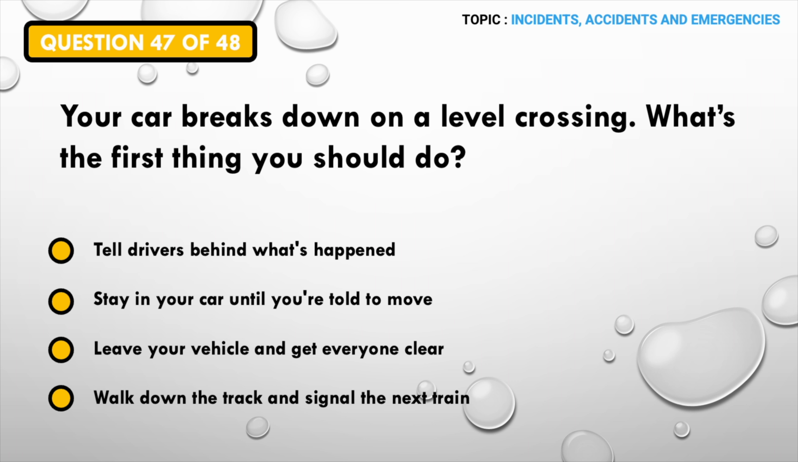Your car breaks down on a level crossing. What's the first thing you should do? Tell drivers behind what's happened. Stay in your car until you're told to move. Leave your vehicle and get everyone clear. Walk down the track and signal the next train.